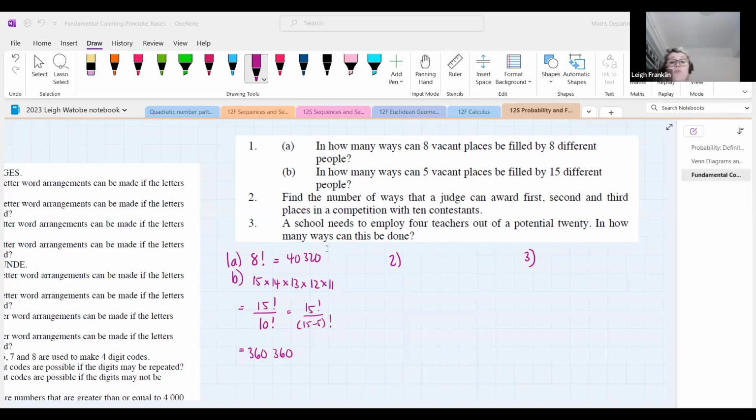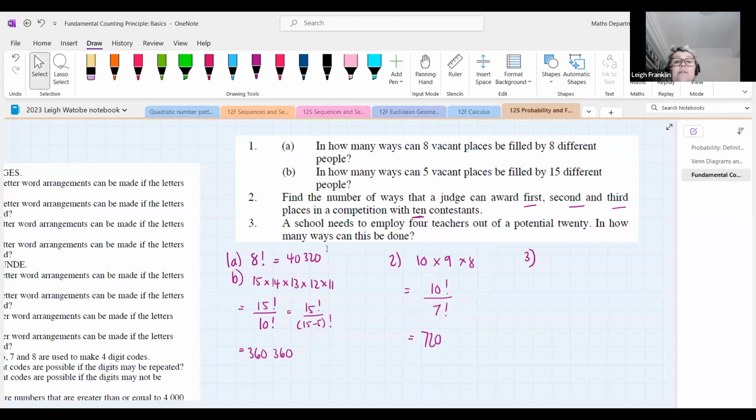We've got 10 contestants, and a first, a second, or a third place. So there are 10 ways we can fill the first block, 9 ways we can fill the second, 8 ways we can fill the last. So that would be 10 factorial over 7 factorial, another way of setting it out. That's where we get 720 from. Well done, everyone.